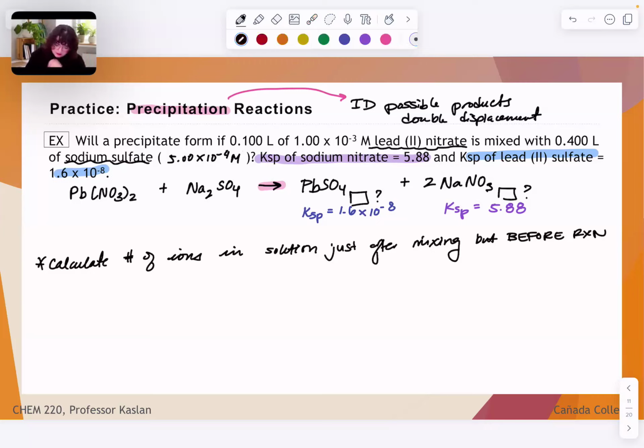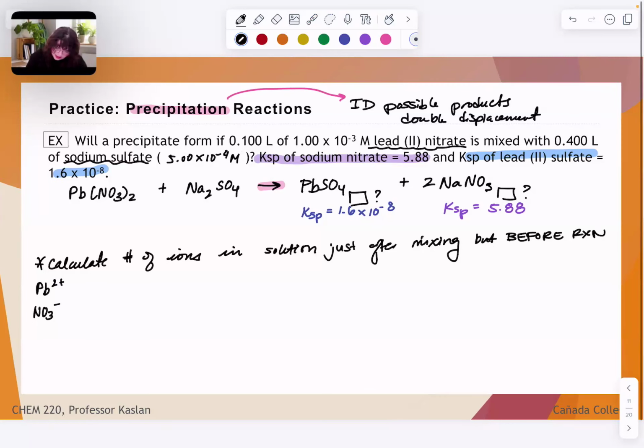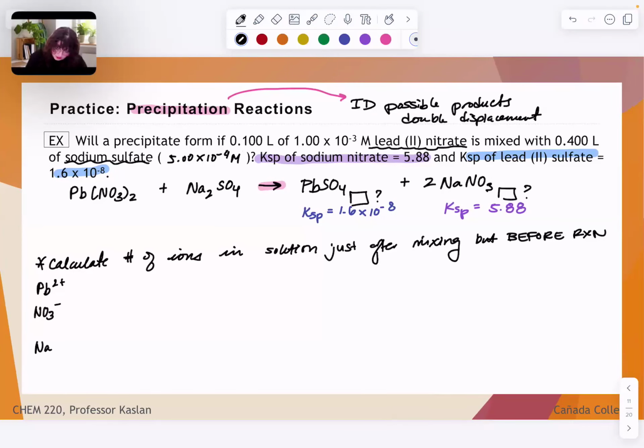So let's start with the lead 2 ion, and then in turn the nitrate ion, because that's where the source of these ions is from, lead 2 nitrate, excuse me. And then we also have the sodium ion and the nitrate ion.